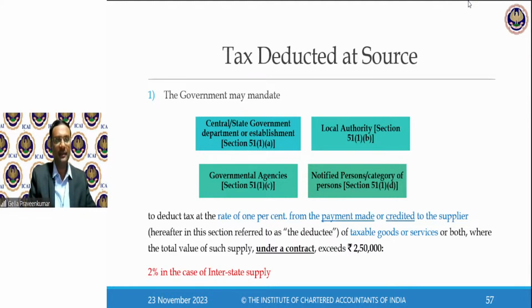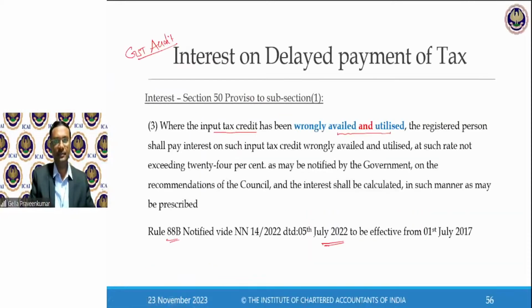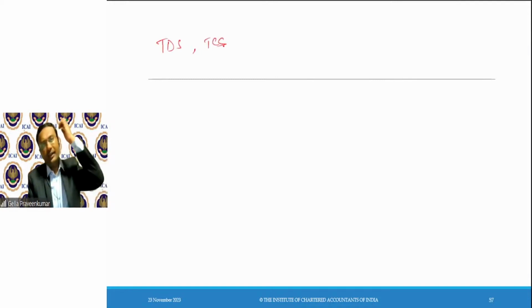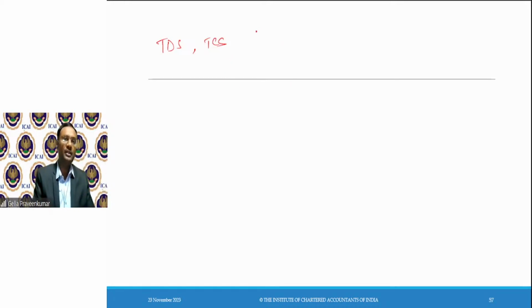I'll insert a couple of slides and then come back to this. The way we have read TDS and TCS provisions under income tax, a similar concept is applicable under GST also. TDS is applicable precisely for government sector undertakings. TCS provisions are connected with your e-commerce transactions.